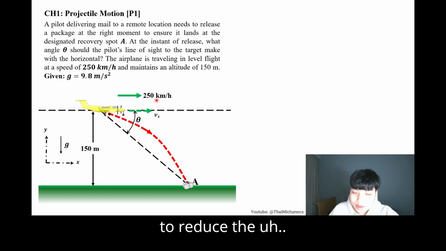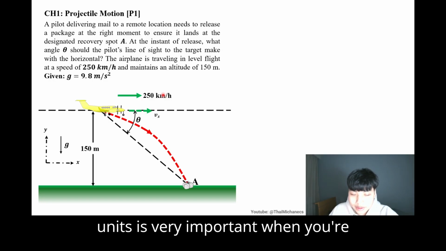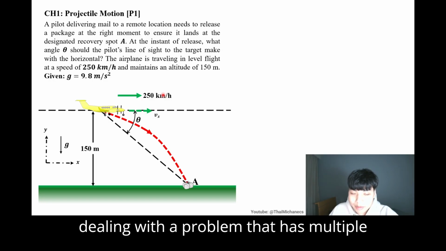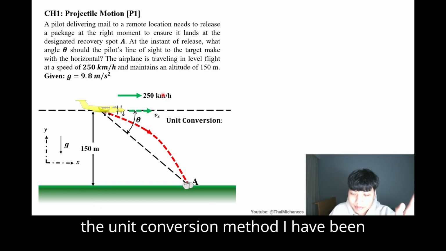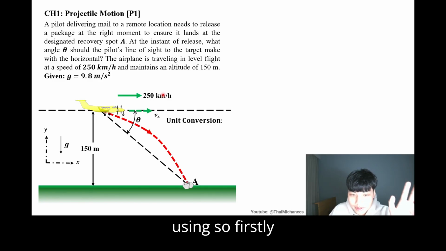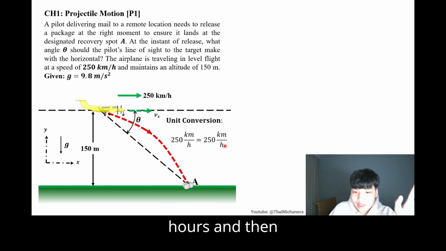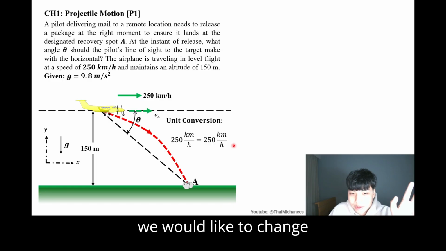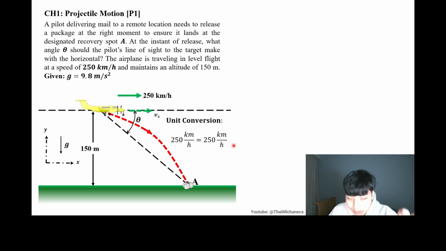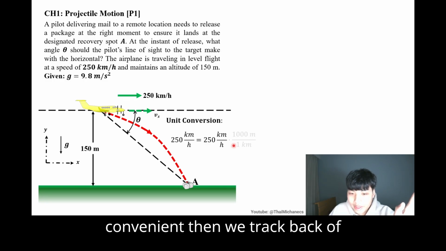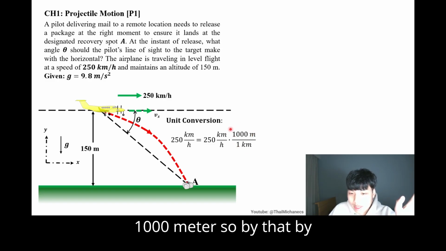Avoiding inconsistency in units is very important when you're dealing with a problem that has multiple units. So I would like to introduce the unit conversion method I have been using. Firstly, we have 250 kilometers per hour, and we would like to change it into meters per second, which will be more convenient. Then we track back that 1 kilometer is equal to 1000 meters.